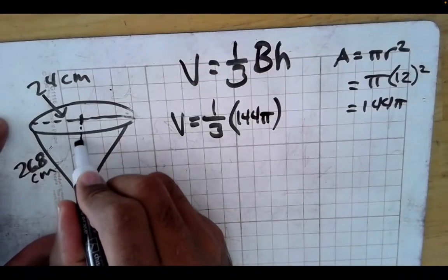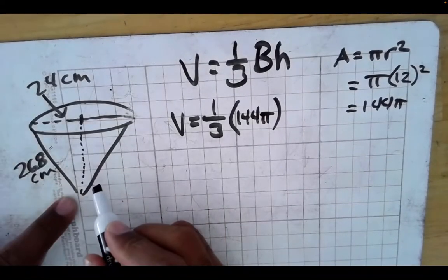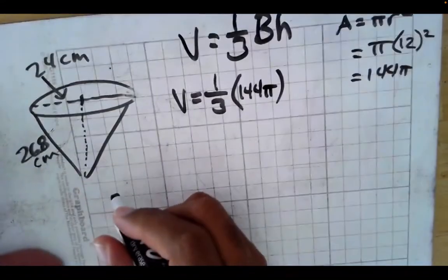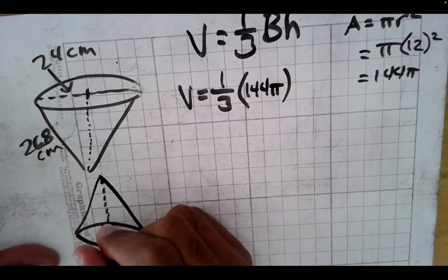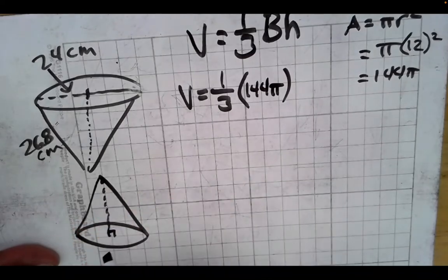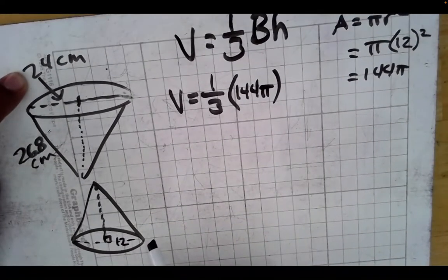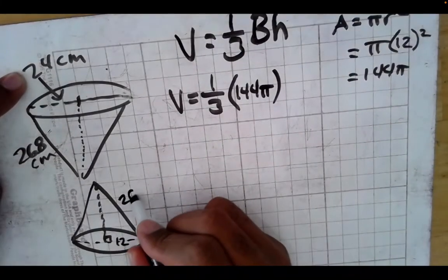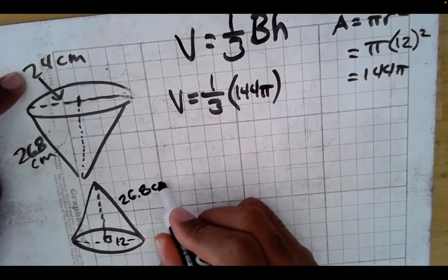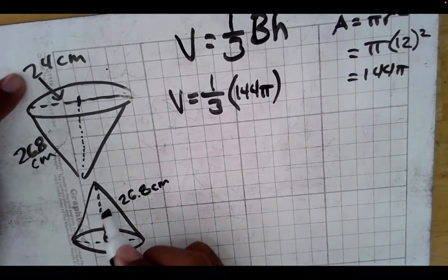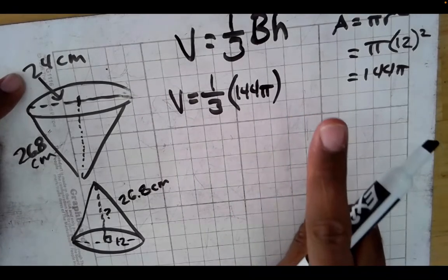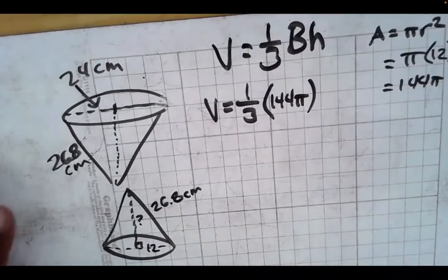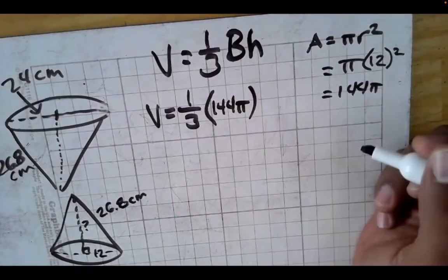Well, the height is the distance from the point of the cone to the bottom of the cone. And all I have to do is flip this thing if this is kind of confusing because it's upside down. But basically, I'm looking for this height right there. Now, I know that the radius is 12 because that's 24 all the way across. And I know that the slant or the side length is 26.8. What I don't know is what that height is, and that's the last part I need for the formula. So to figure that out, I'm going to have to use another formula.